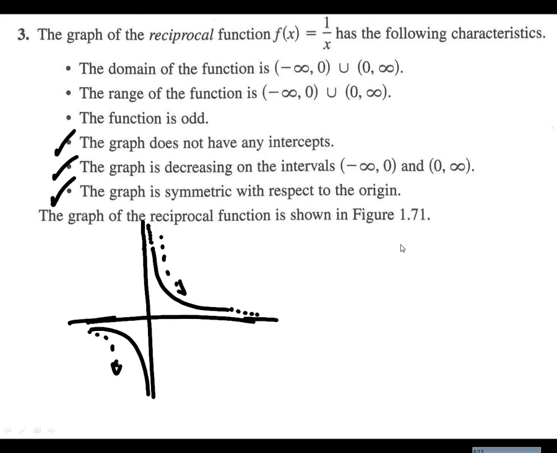All right, and the range is everything except for 0. It's never going to touch 0. That's the only place it can't be, which makes sense because it's 1 over x, and remember we cannot ever divide by 0.